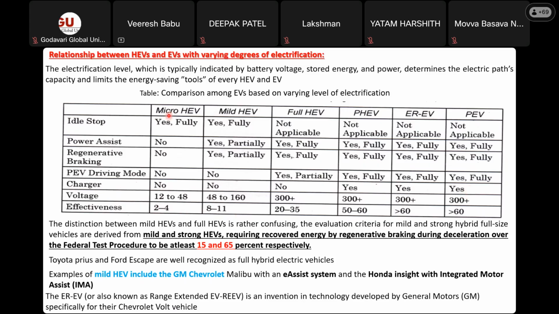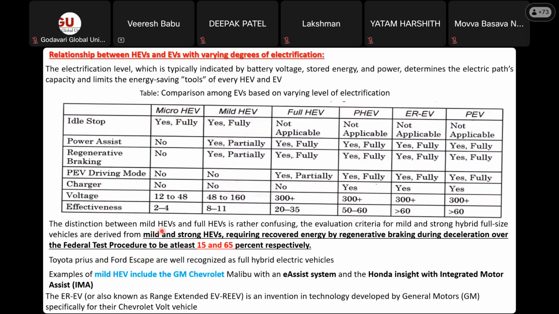Okay, voltage is normally 12 to 48 volts in this hybridization, and 48 to 160 volts you can get in the next. From 300 plus you can get in the others. So based on this, it is going to determine the thrust it is able to generate. And effectiveness is maybe 2 to 4% something like that here. Okay, however, this type of configuration we have taken, the distance between mild to full hybrid vehicle depends on the percentage of hybridization you are following, right?